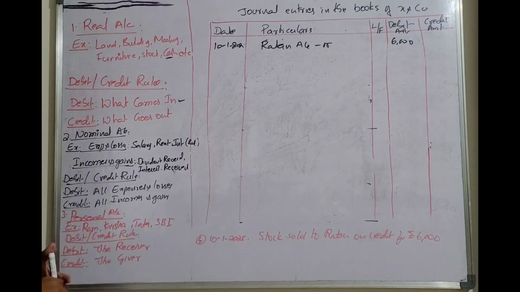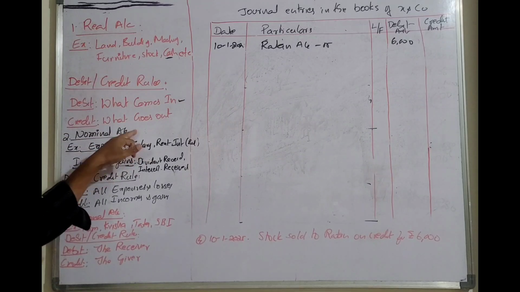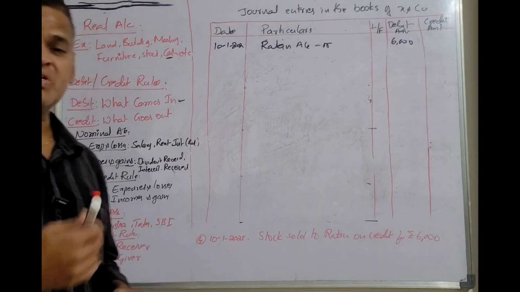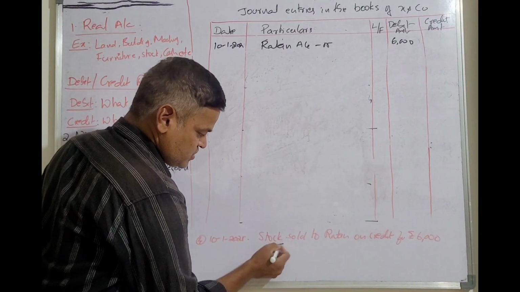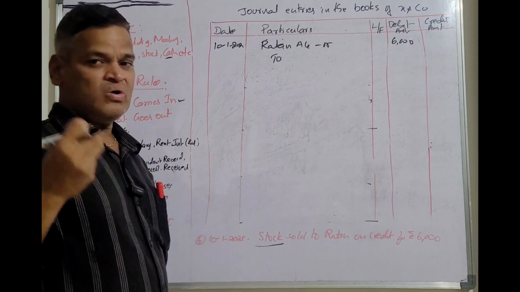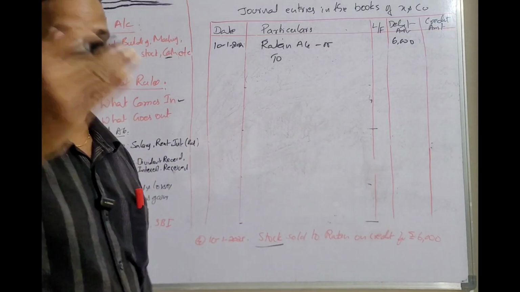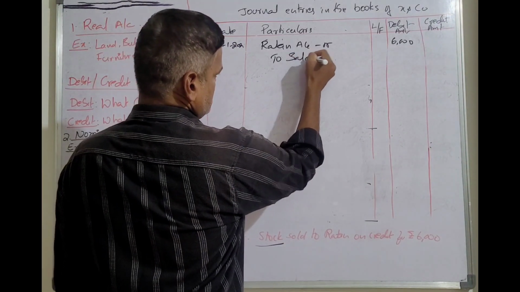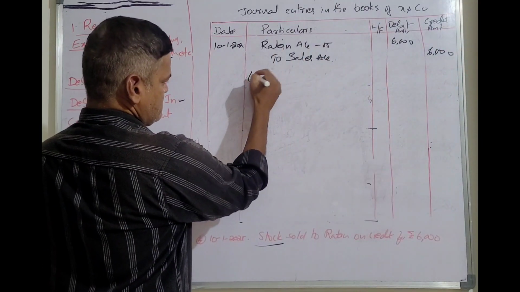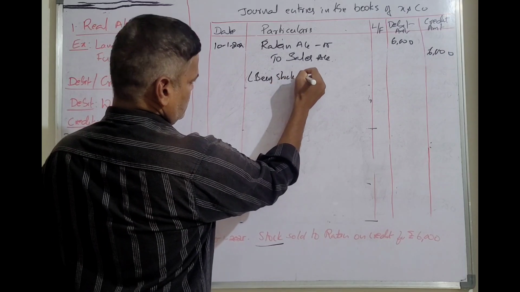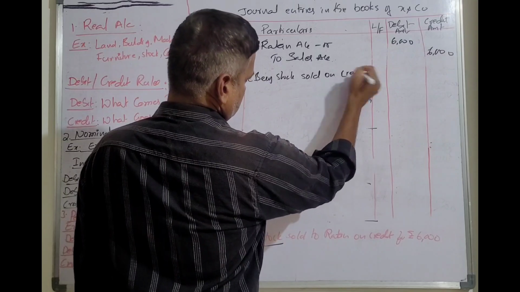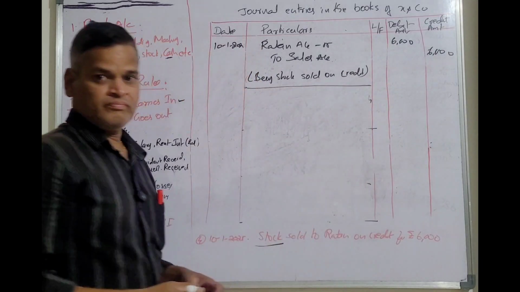Now we have to write credit. If you want to write credit, we have to check according to first real account. According to real account, when we have to write credit, what goes out? In this transaction, is there any asset which is going out? Yes. Stock is going out from the business. Hence, we can write down stock account. If you write stock account it is also correct, but stock is going out in the form of sales. Hence, we can write down sales account, 6,000. Narration is being stock sold on credit. This is the narration of this transaction.